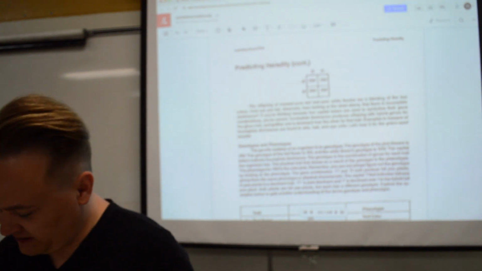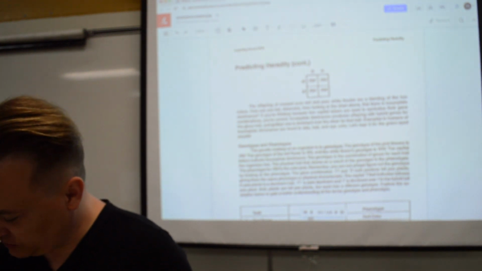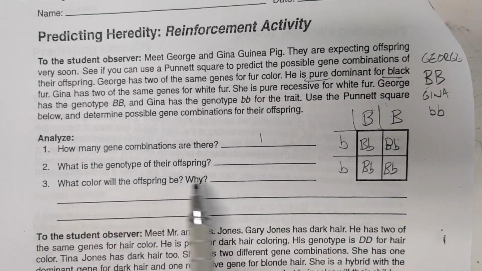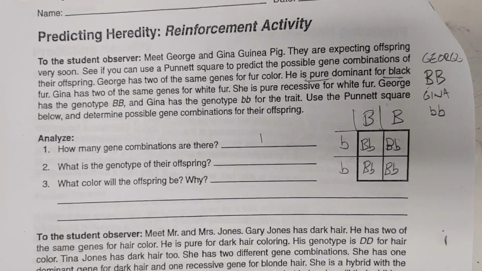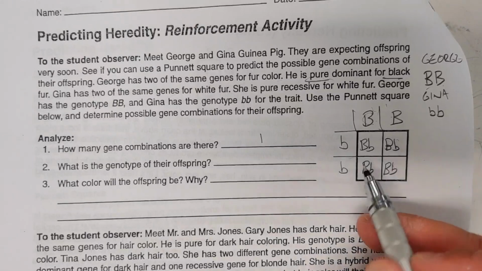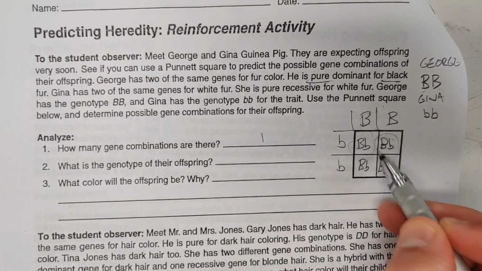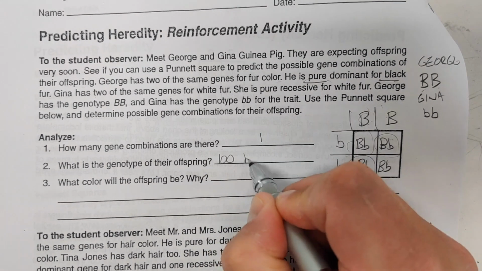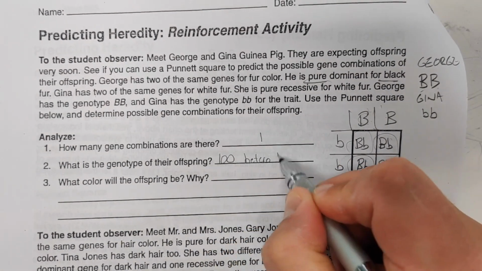How many gene combinations are there? How many different versions could you have here? There's only 1. What is the genotype of their offspring? It is what is the genetic makeup of their offspring. It's going to be 100% hetero black.